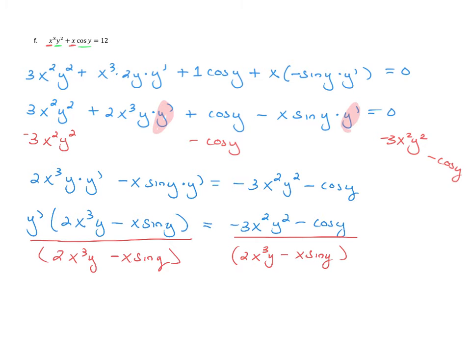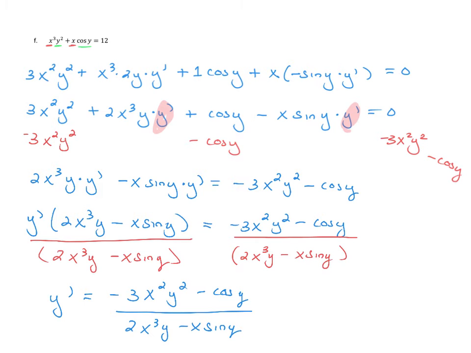And I have my answer. Y prime is negative 3x squared y squared minus cosine of y all over 2x cubed y minus x sine y. And that's it.